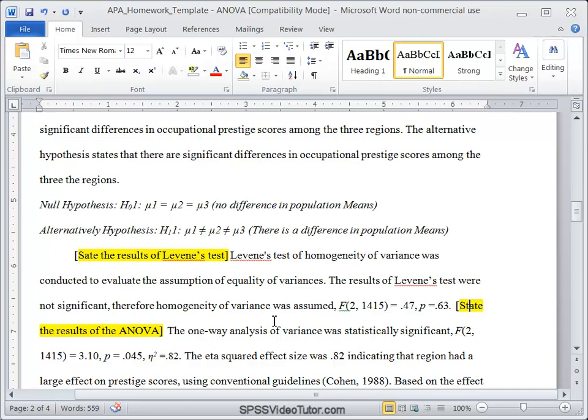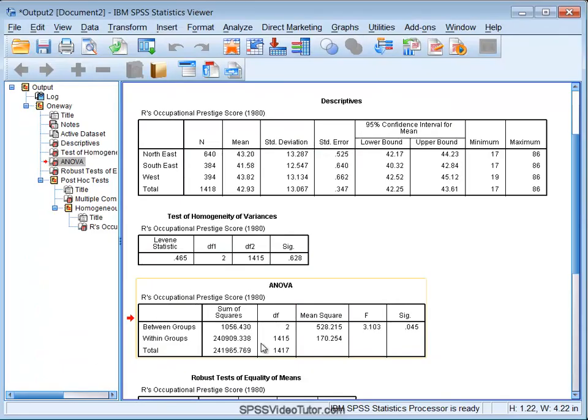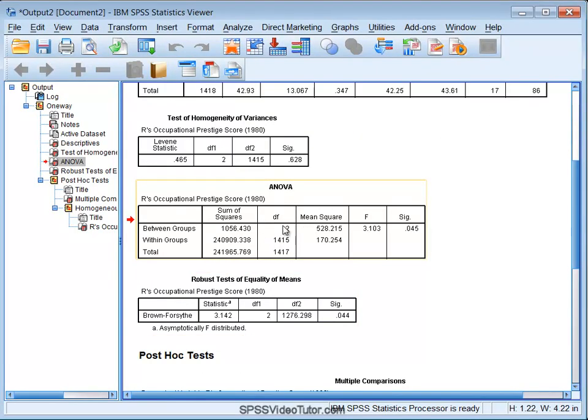Next, you want to state the results of the ANOVA. The one-way analysis of variance was statistically significant. F, degrees of freedom 2, degrees of freedom 1415. Okay, so this is degrees of freedom 1, and this is degrees of freedom 2, and this is the actual F value and the P value. And you get all of this information from this table here, the ANOVA table. So degrees of freedom between groups is 1, within groups is 2. The F value is 3.10, and the significance level is P equals 0.045. Okay?